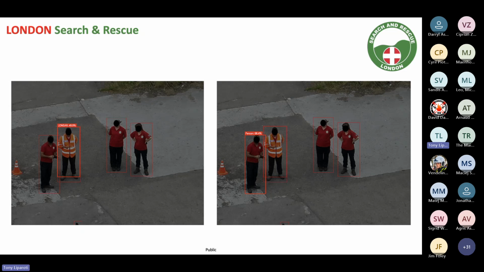We say in the United Kingdom, the golden hour, the first hour of a search is very, very important, especially when we talk about saving people's lives. So the faster that search can be conducted with accuracy, the more chances we have of a positive find, and reducing that search time.